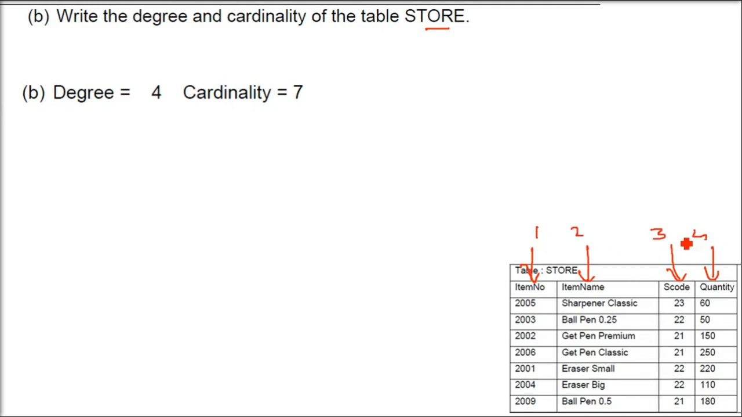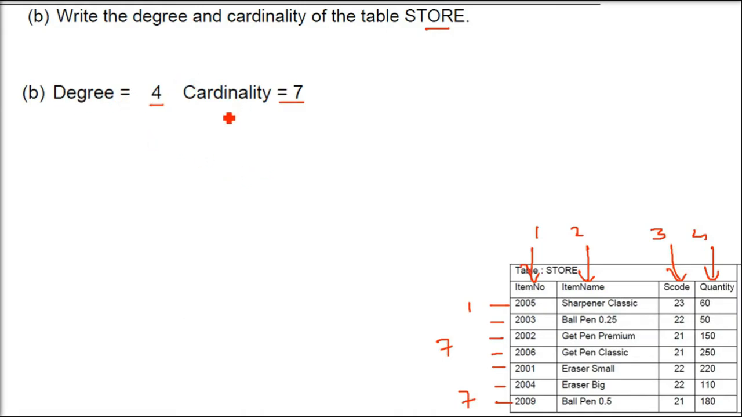So degree is number of columns. And cardinality means number of rows. 1, 2, 3, 4, 5, 6, 7. So 7 is the cardinality. Number of records are 7. Okay, we don't take the upper one, that is the heading. Please remember, heading we don't take. We just talk about record.